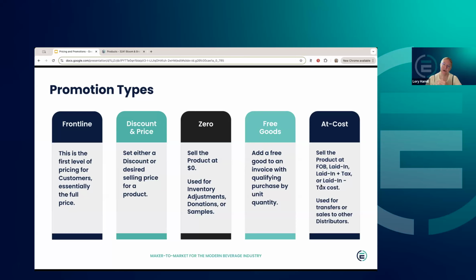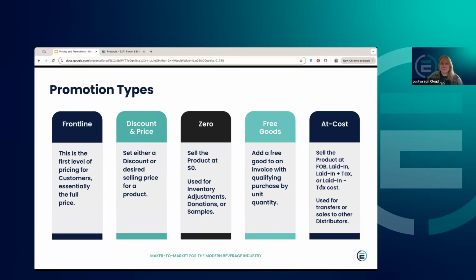There's all of these additional costs that may be laid into that. So the at-cost promotion types are going to allow you to do that best. Any other questions on promotion types before we move on?